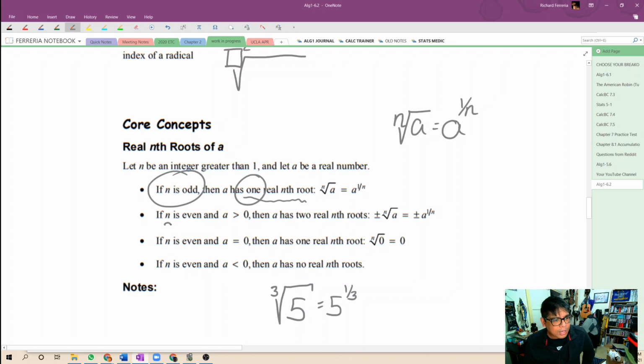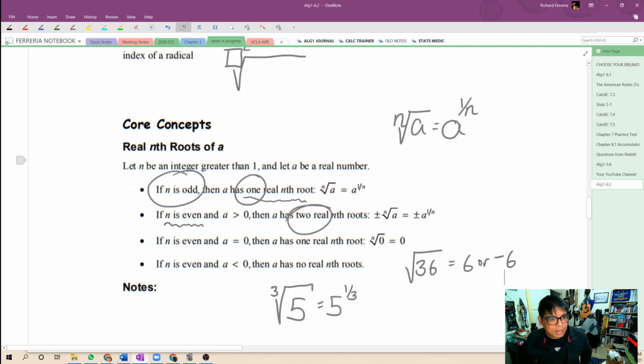If n, the index, is even, that means there's going to be 2 real roots. And we see that with square roots all the time. So if I do the square root of 36, that's equal to 6 or -6. So even roots have 2 answers.